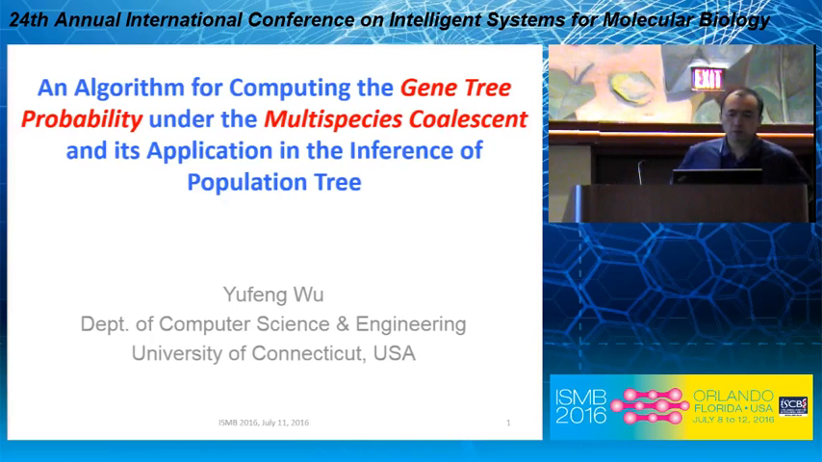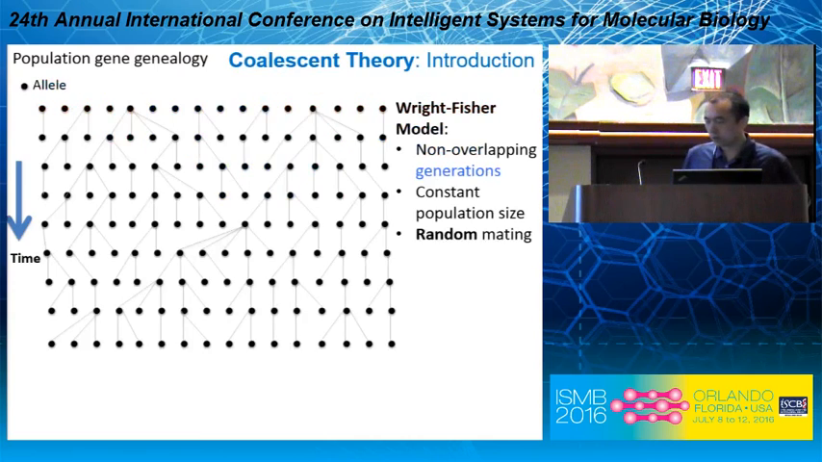So this talk is about an algorithm for computing something called the gene tree probability, and the model is the so-called multi-species coalescent. Let me first give some introduction about the coalescent, which is one of the very important concepts in population genetics. You can see the coalescent from one of the well-known models in population genetics called the Wright-Fisher model.